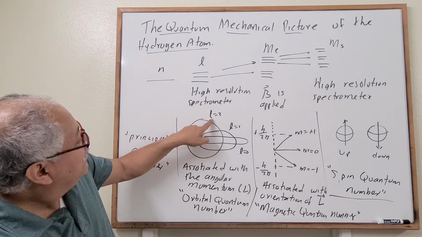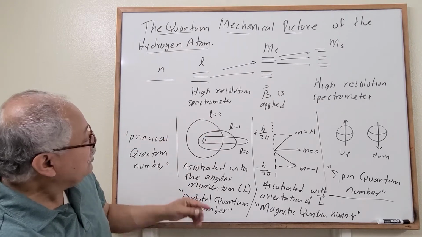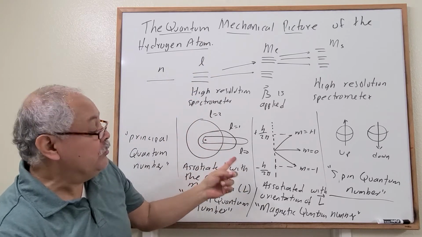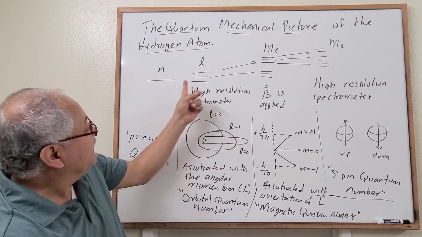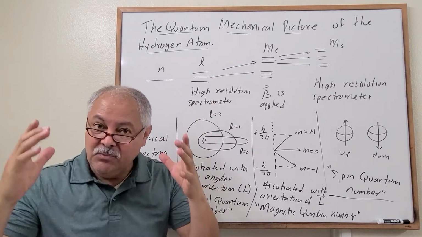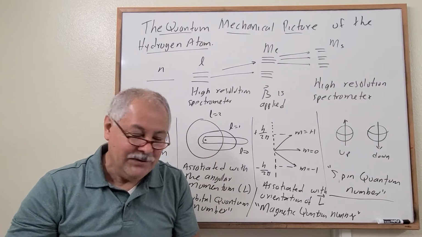If we have more orbital quantum numbers, the maximum is going to be the circular one. It could be 0, 1, 2, and 3, but the last one is going to be the circular one because that one has the maximum angular momentum magnitude.